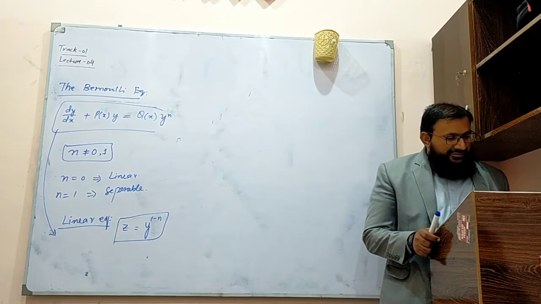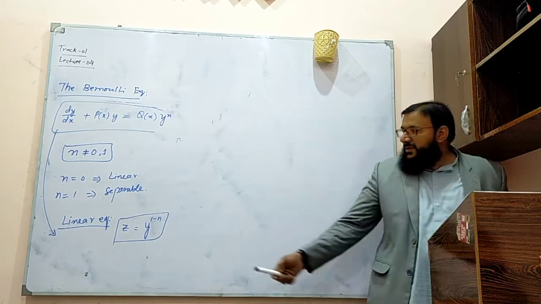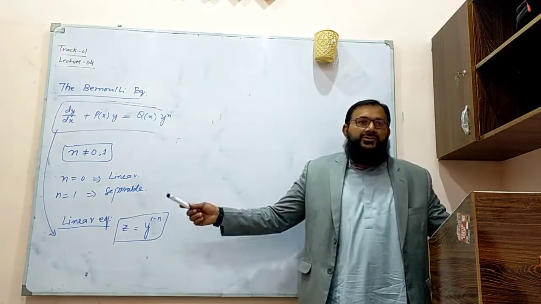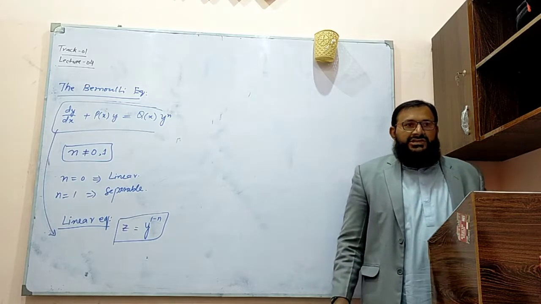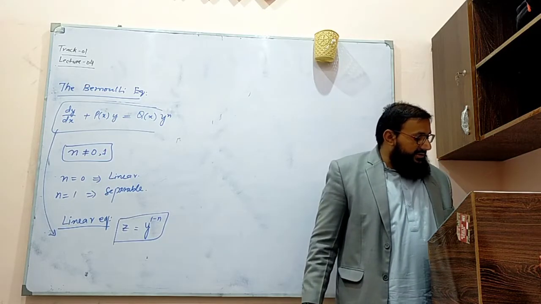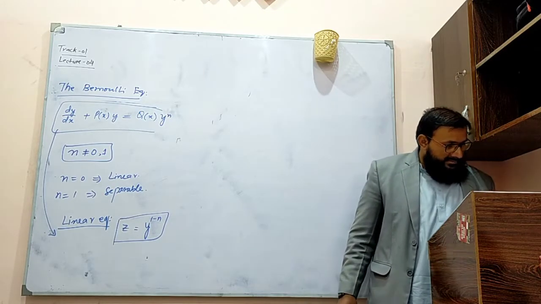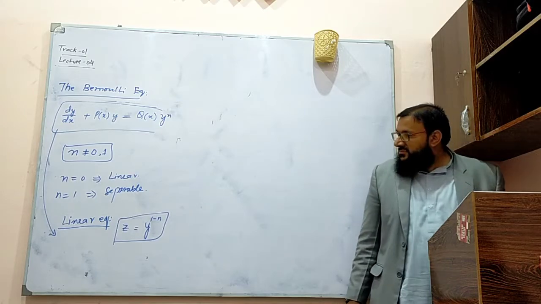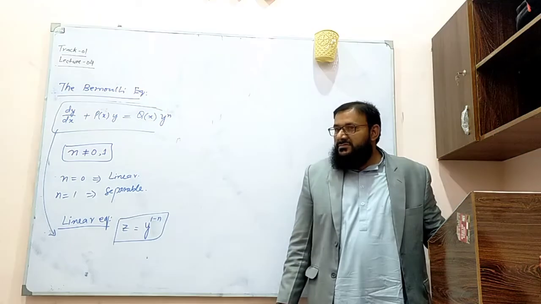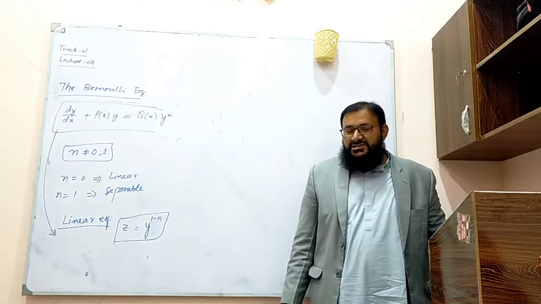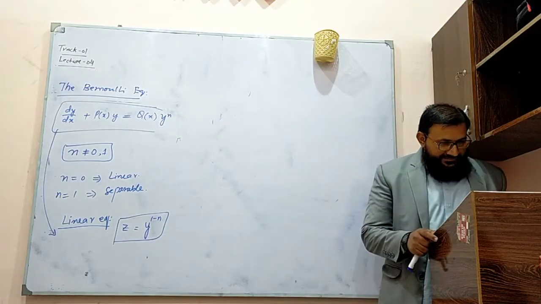So you are given a Bernoulli equation, you just apply this transformation, then your equation becomes a linear equation, then you just solve with the ordinary methods that you have so far. So for n is equal to 1, this is separable as well as linear at the same time.